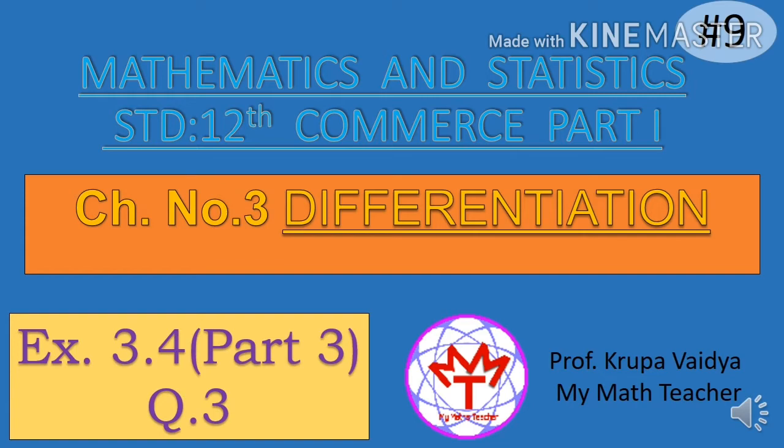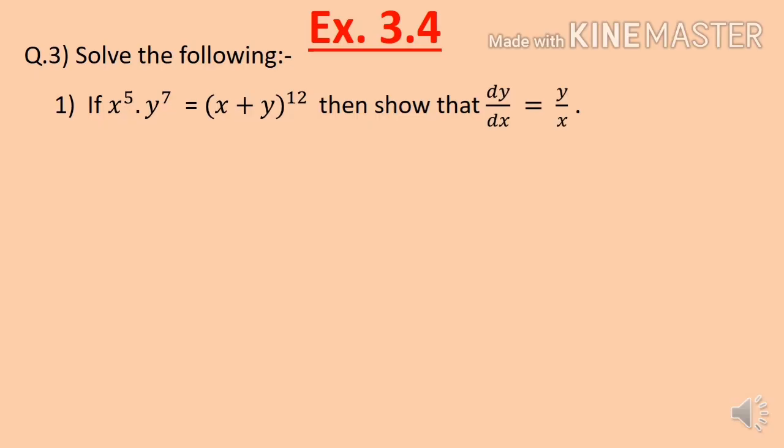So let's start. So see students, the question number 3 of exercise 3.4. The question is solve the following. The first sub question is if x raised to 5 into y raised to 7 is equal to x plus y the whole raised to 12, then show that dy by dx is equal to y upon x.